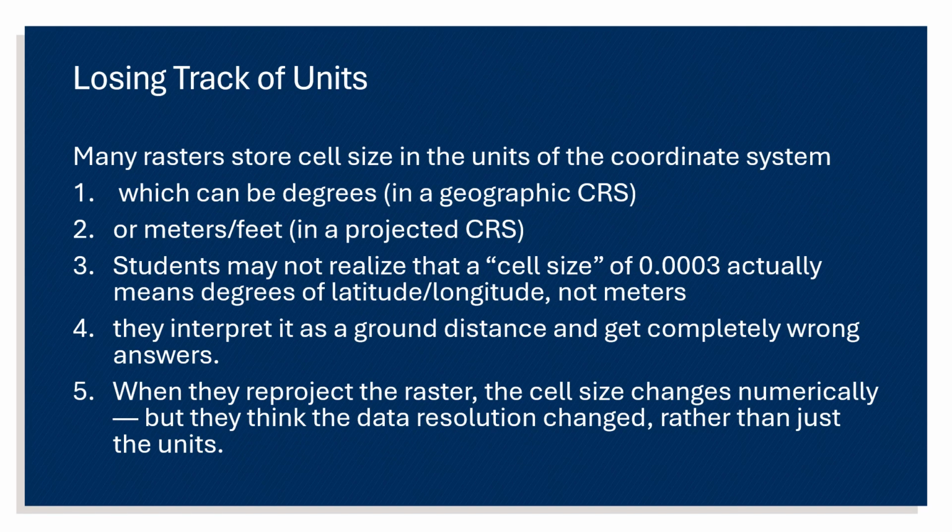Losing track of units is something that happens from time to time. Many rasters store cell sizes in the units of the coordinate system. And so when you're looking at the cell size and you have a very, very tiny number, it's probably representing some sort of an angular measure, which means you're in a GCS, which means you should not be doing that analysis you're about to do until you reproject that data.